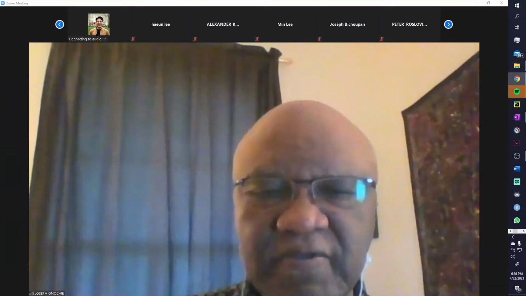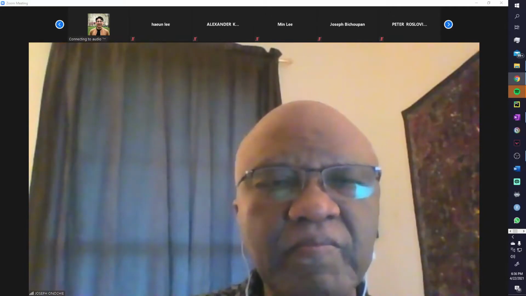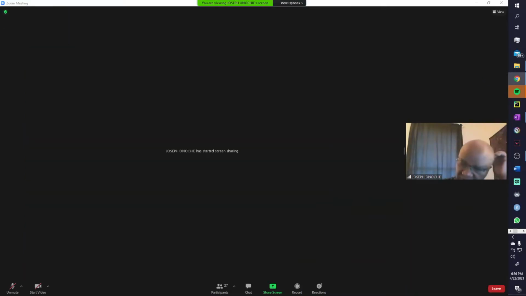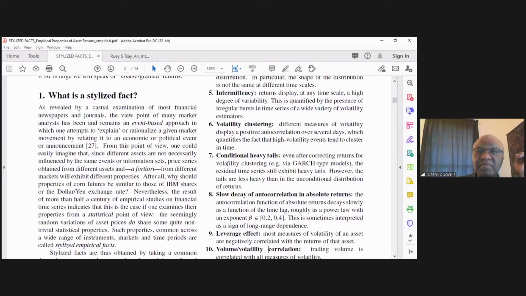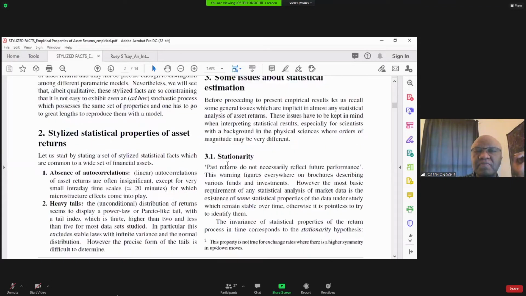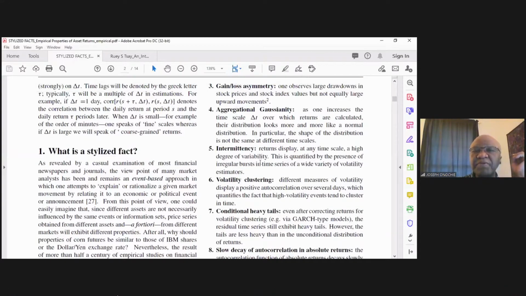Let me show you the handout. What does number 3 say? One observes large drawdowns in stock prices and stock index values, but not equally large upward movement. I think I mentioned this in class sometimes. Did we see this in class? I don't remember the occasion.